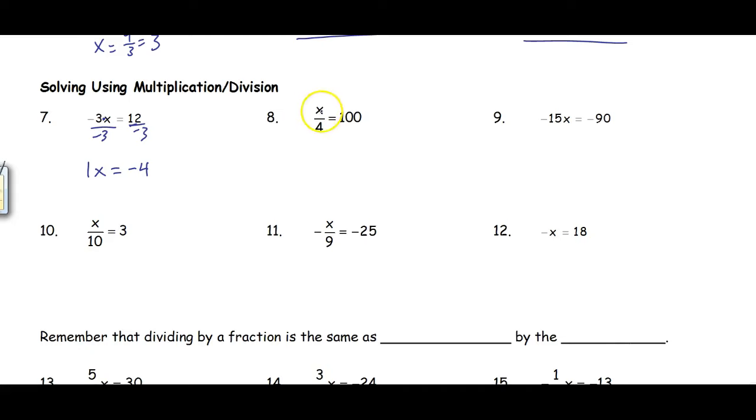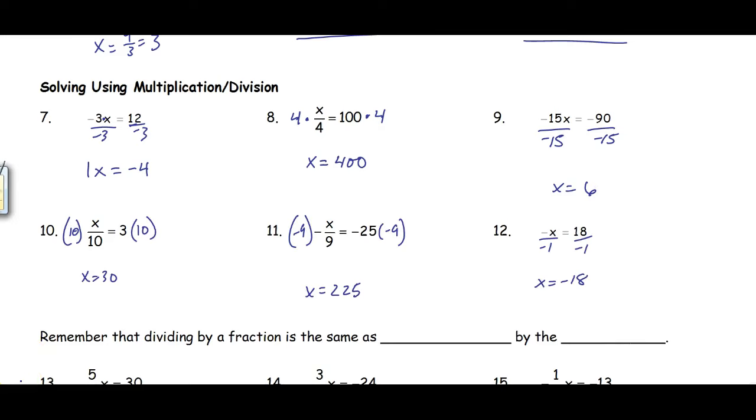Number 8, x divided by 4. You just said it, divided by 4. What's the opposite? Multiplication. So you're going to multiply by 4 on both sides. So you're going to get x equals 400. All right, number 9. Negative 15x. We know negative 15 attached to the variable means multiplication, so we're going to go ahead and divide by negative 15. You get x equals 6. All right, why don't you go ahead and try 10, 11, 12 on your own.